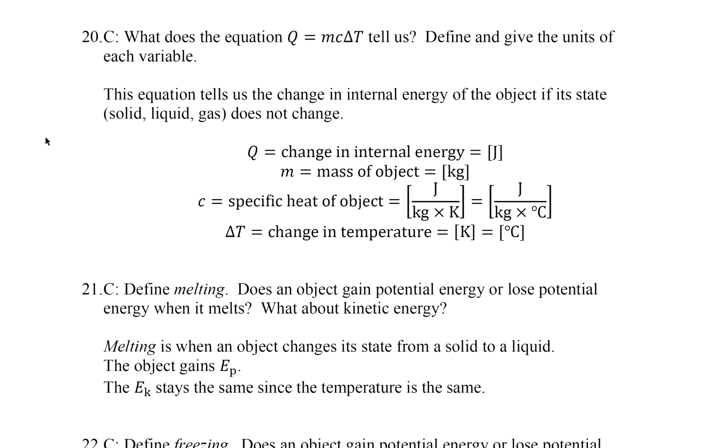Question 20. What does the equation Q equals mc delta T tell us? Define and give the units of each variable. This equation tells us the change in internal energy of the object if its state does not change.